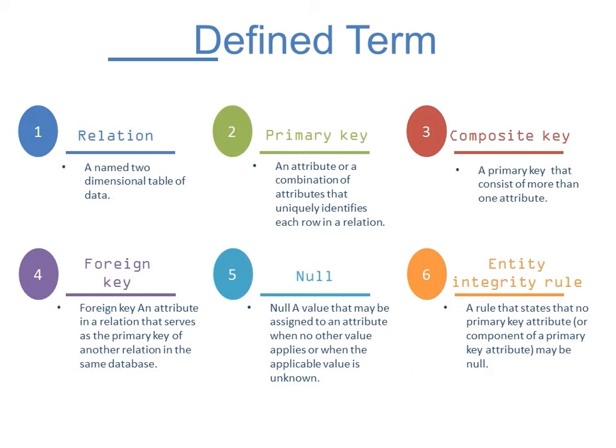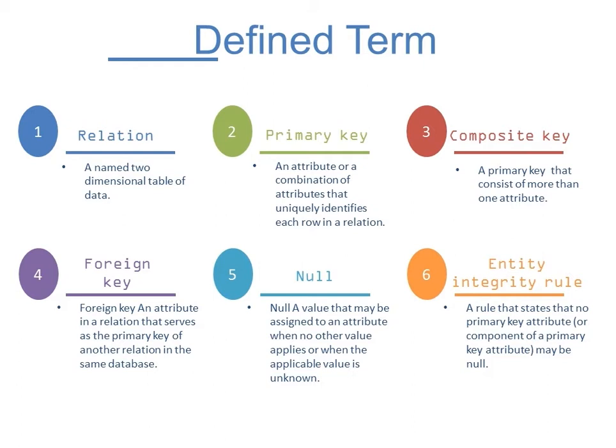And number three, the composite key. What is the composite key? The composite key is a primary key that consists of more than one attribute. For example, the primary key for a relation dependent would likely consist of the combination of EID and dependent name. And therefore, the foreign key.